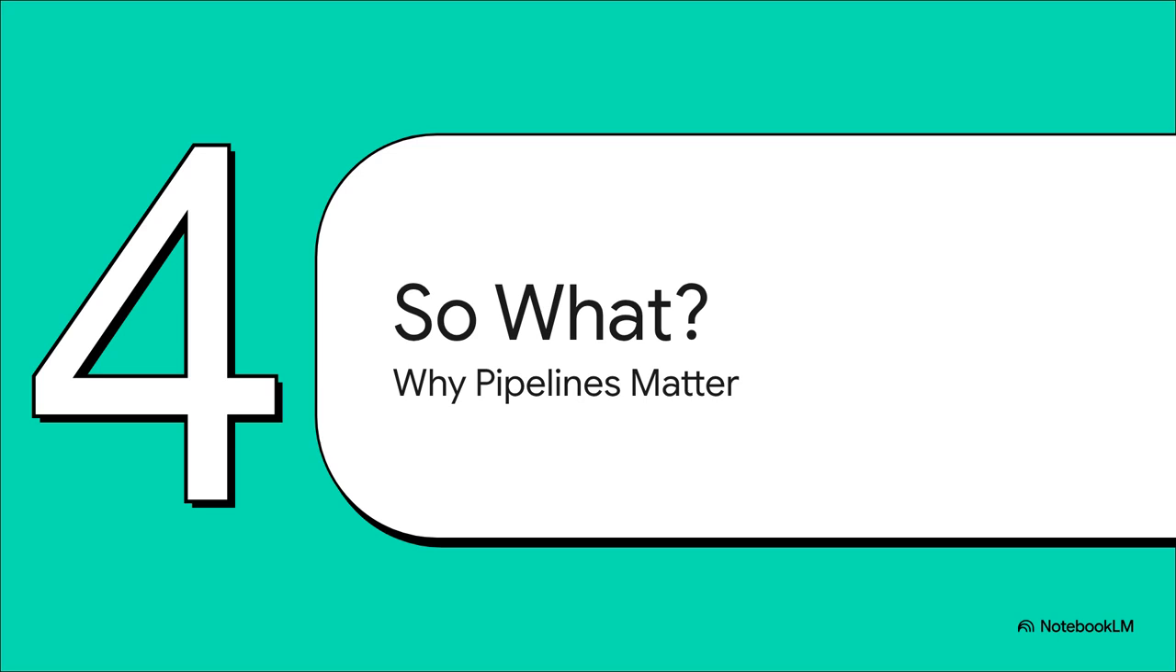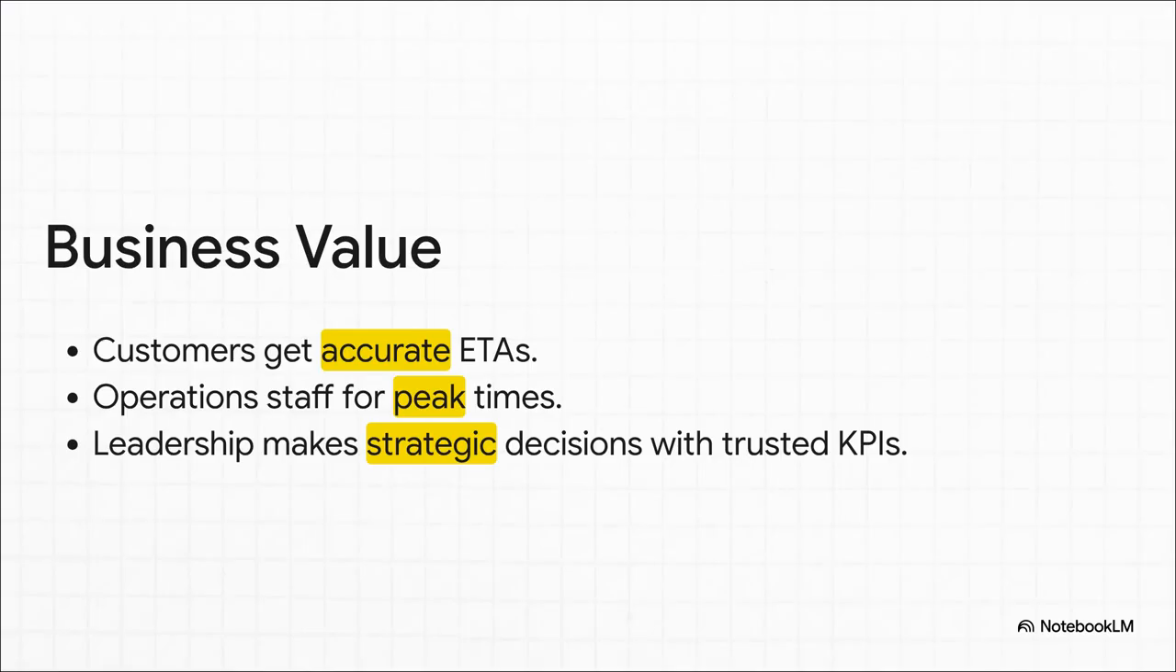Okay, so we have this automated conveyor belt, and it's run by a chef and a waiter. But so what? What's the real-world impact here? Why does any of this actually matter? Because it completely changes how the business operates. For the customer, it means they get that live, accurate ETA they can actually trust. For the operations team, it means they can look at the data, see that Friday nights are crazy busy, and make sure they have enough drivers on the road. And for the people at the top, it means they have reliable numbers, key performance indicators, or KPIs, so they can make smart, strategic decisions instead of just guessing.